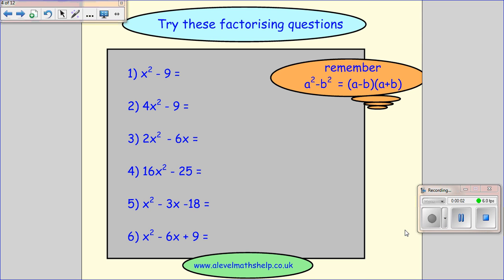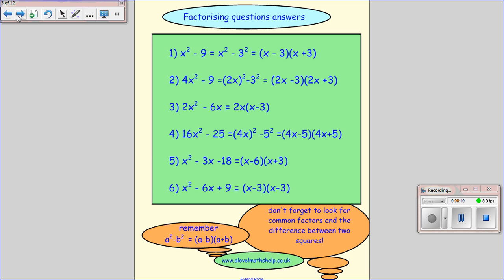Hi, so in this video we're going to be looking at some factorising questions. If you want to just give them a go on your own to start with, that's fine, and then join me when you're ready. Okay, so the first one we've got x squared minus 9.